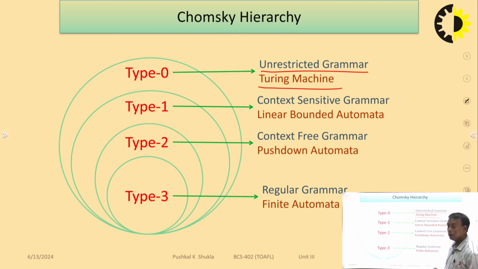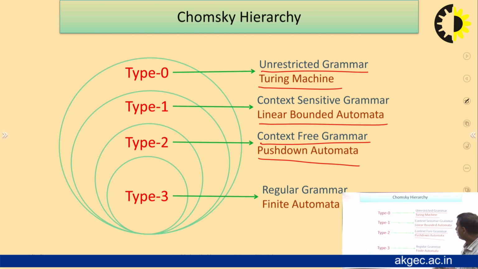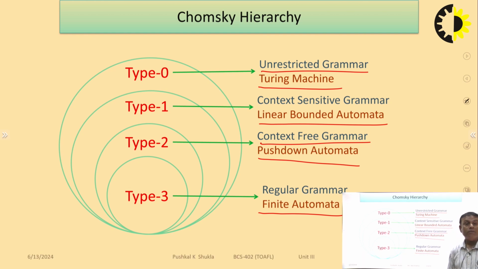Type 1 grammar is also known as context sensitive grammar, and it is accepted by linear bounded automata. Next, type 2 grammar is known as context free grammar, and it is accepted by pushdown automata. Next, type 3 grammar is known as regular grammar, and it is accepted by finite automata, that is, by the DFA and the NFA, deterministic finite automata and non-deterministic finite automata.